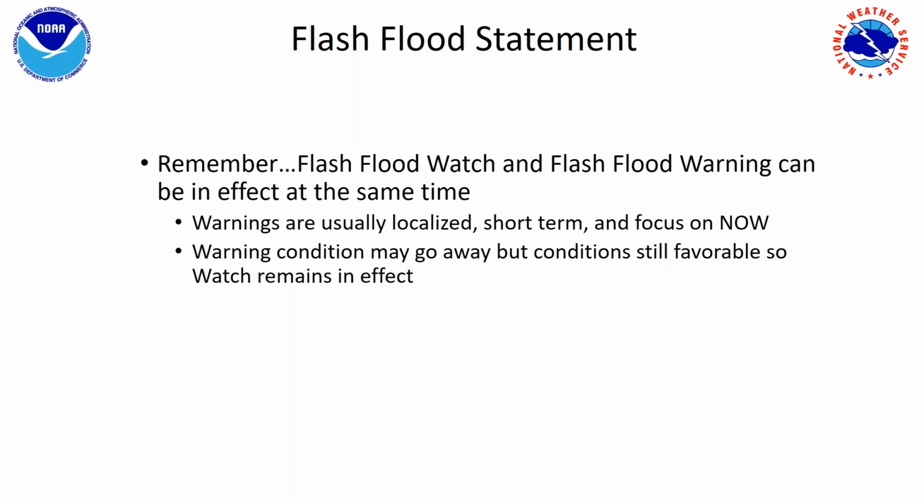So hopefully that makes sense as well. For us, it's a fairly common situation that we can have both in effect at the same time, because the watch covers the larger area and says that there's a potential for heavy rain. And even though the current bout of rain starts and stops and the flooding goes away, it could easily start up again. So that's why the two can coexist.